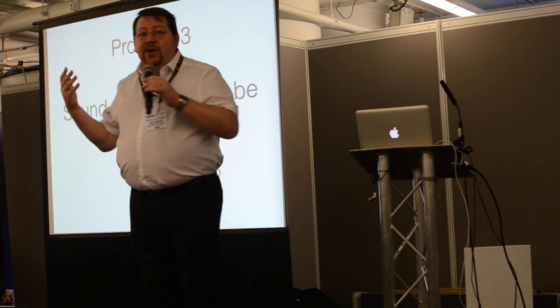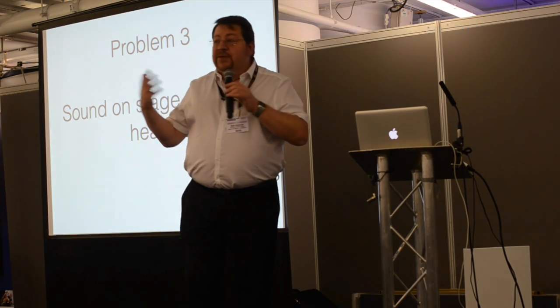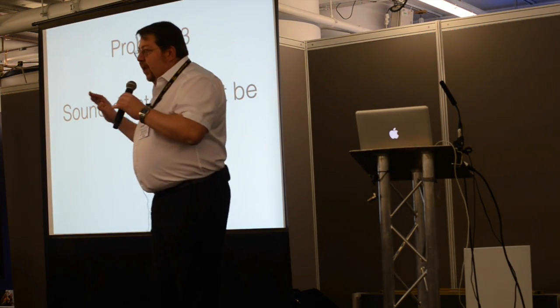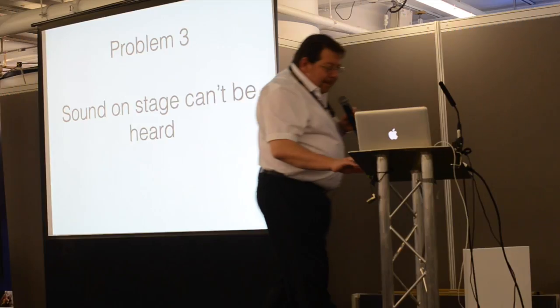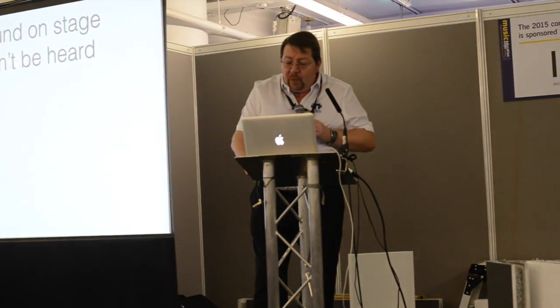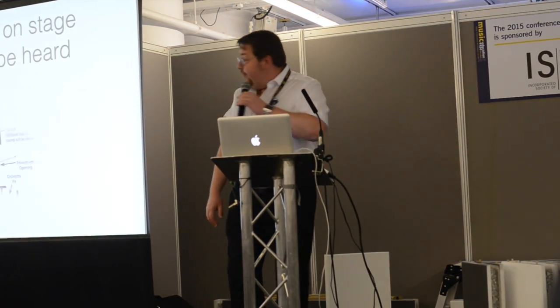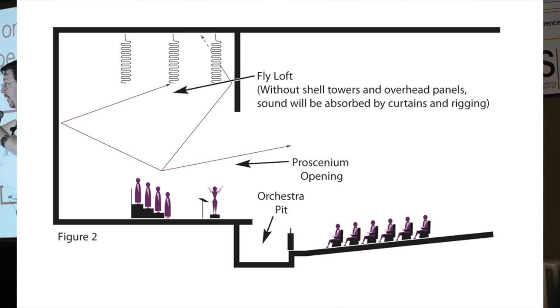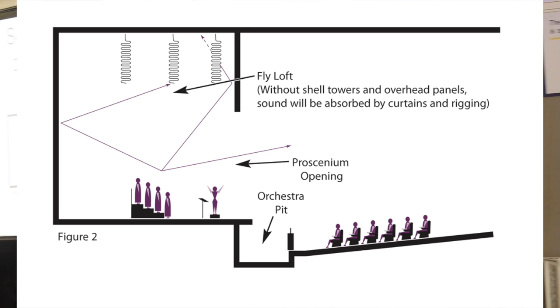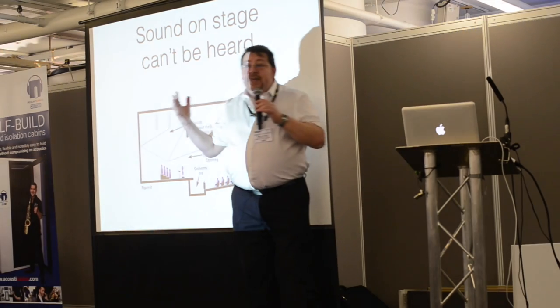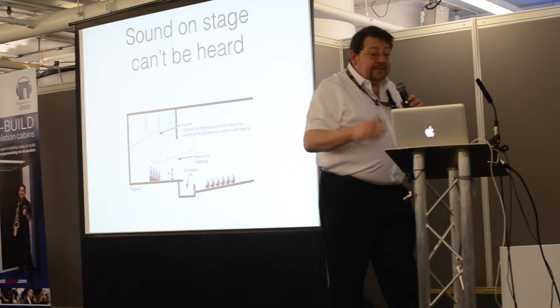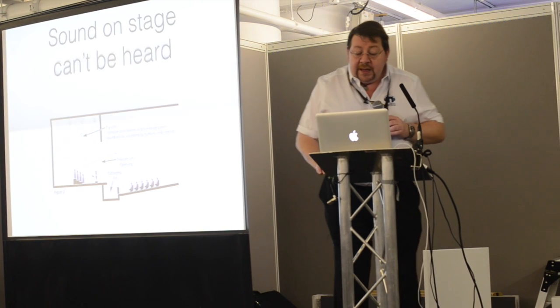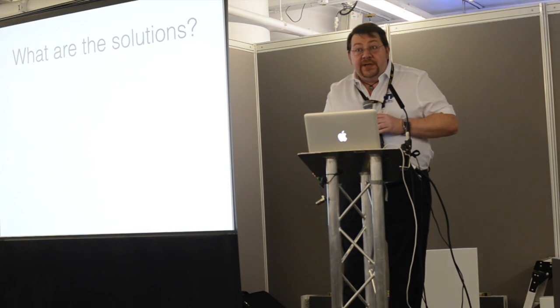You've got people playing acoustic instruments, you've got people singing, and the sound's not being heard. What's happening here? Well, very often, it's because the sound is going from the stage up into the fly loft, bouncing off at strange angles, not necessarily getting to the audience. So, what solutions can you have to that?